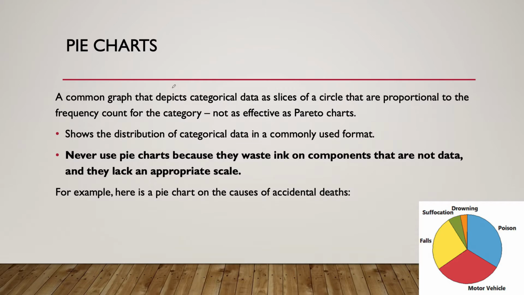A pie chart is a common graph that depicts categorical data as slices of a circle that are proportional to the frequency count, and indeed that percentage if we did a relative frequency for the category. It's not as effective as a Pareto chart, however, since, especially when you have several pieces like we do here, it's kind of hard to determine what these percentages actually are without that data inside of the graph. But it does show the distribution of categorical data in a commonly used format. But despite that fact, it's still not as nicely viewable as a Pareto chart.